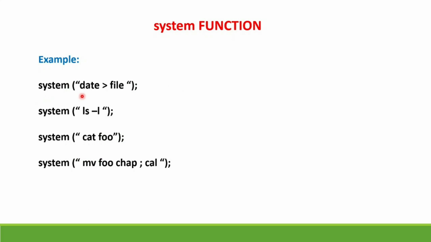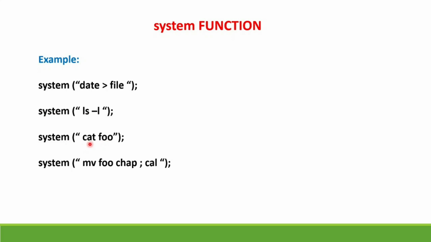See here, system. What did I pass here? Here we pass this command line. In this first example, date is executed and the output of date is saved in a file, and this is passed as an argument to system. In the second example, ls -l, where I want to list the files and directories present in the current working directory, is passed to the system function.